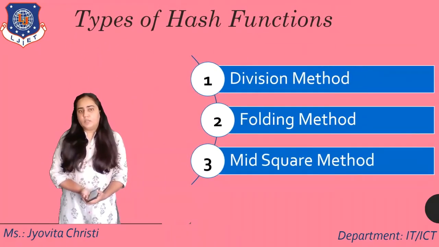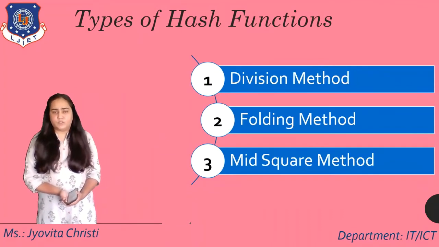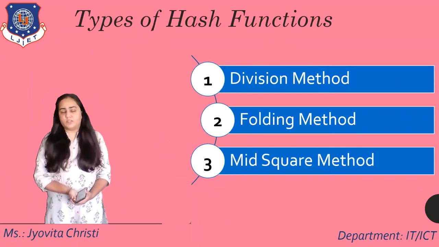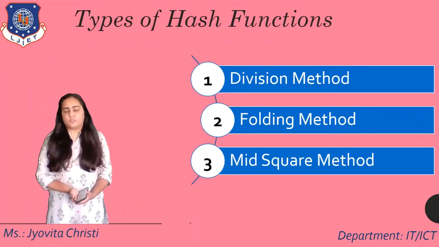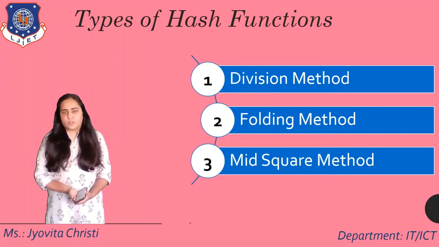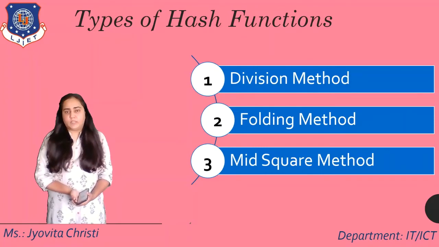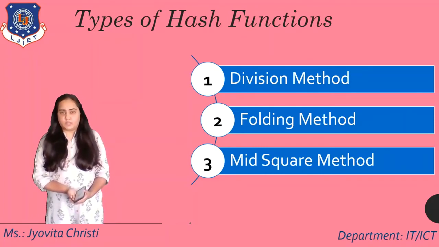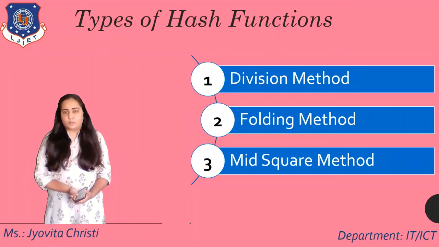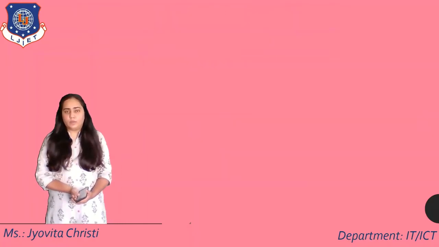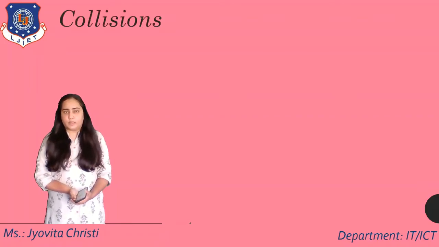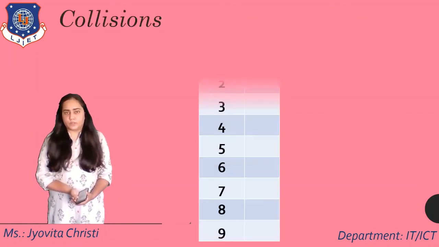And this is only a gist of all the methods, but there are several other methods in hash functions because there's always lots of research being done on this. So I've only explained the 3 very basic and easy to understand ones, but there are many others available. Now we are going to see a problem that can happen in a hash table, which is called collisions.